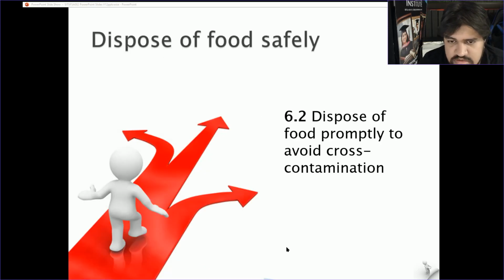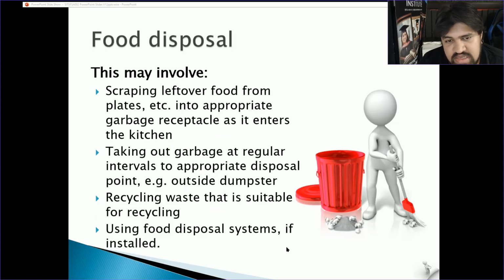So 6.2, dispose of food promptly to avoid cross-contamination. This may involve scraping leftover food from plates, etc., into appropriate garbage receptacles as it enters the kitchen, taking out garbage at regular intervals to appropriate disposal points, for example, an outside dumpster, recycling waste that is suitable for recycling, using food disposal systems if installed.